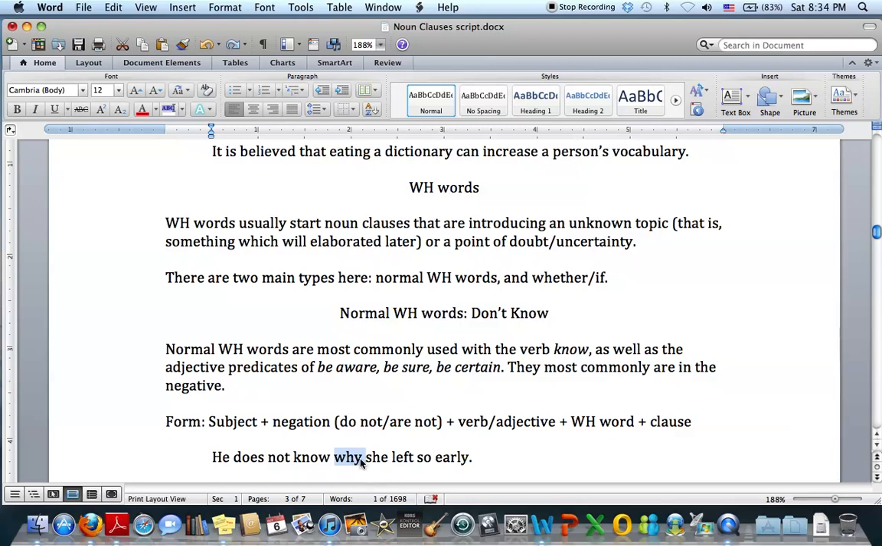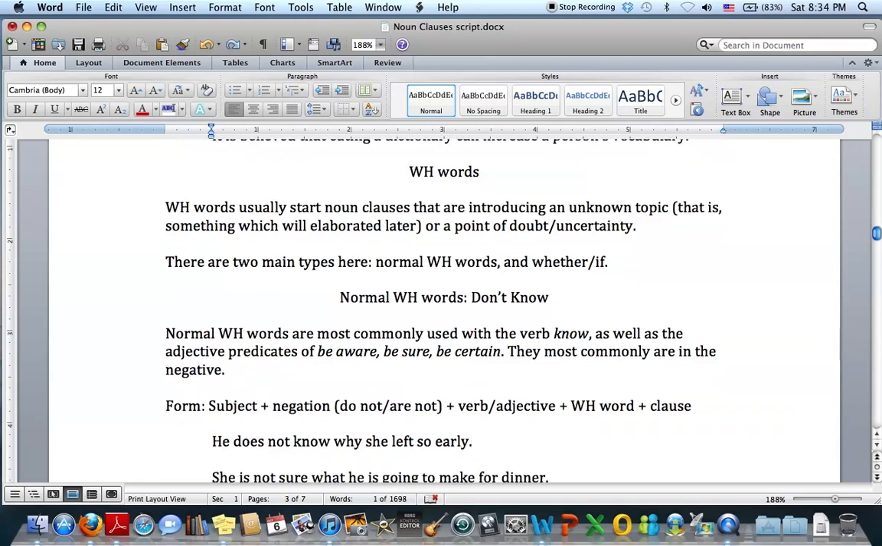All right, now this is a hard example to use because I said this WH word substitutes for some piece of the clause over here. In this case, we've got why. Why is really asking for an answer of because, right? She left the party so early because, but well, why? And that's what this why is doing right here. It's acting as an adverb phrase that's been left out of this clause. Let's take a look at another one.